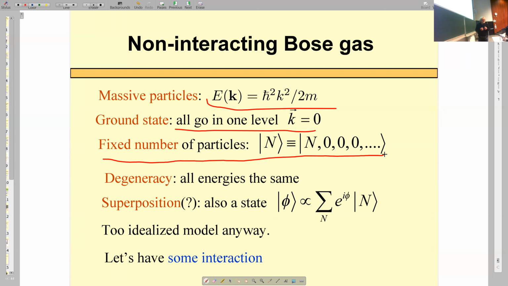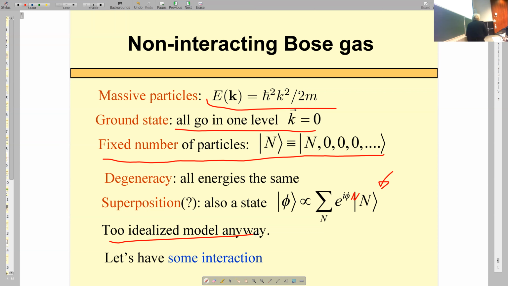What kind of superposition can we make out of states with a given number of particles? We can just take this combination, an equal weight combination of all states, a superposition of all states, which would have a phase as a parameter. That will be a state of a given phase. But we cannot sort this out at this level because it's too idealized of a model.